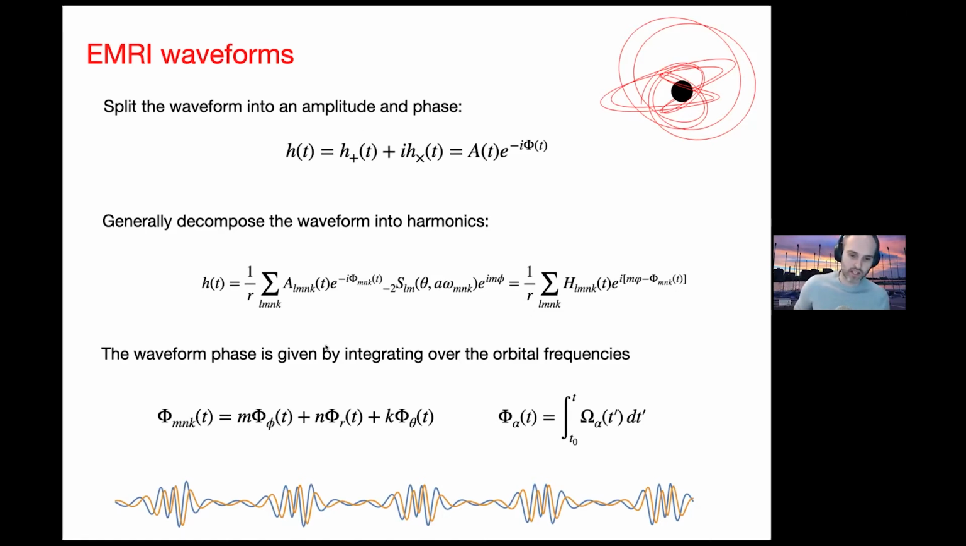And then the waveform phase is given by integrating over the orbital frequencies, which for a geodesic are fixed. They specify the geodesic, but now they're slowly evolving due to the back reaction of the metric perturbation on the small body. So the waveform phases can be broken up into these three terms relating to the azimuthal, radial, and polar motion, and each one of those is an integral over the time-evolving frequency.